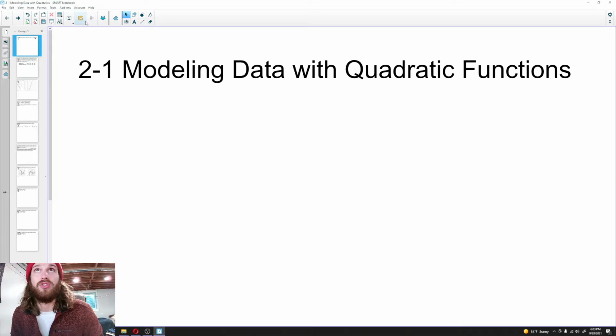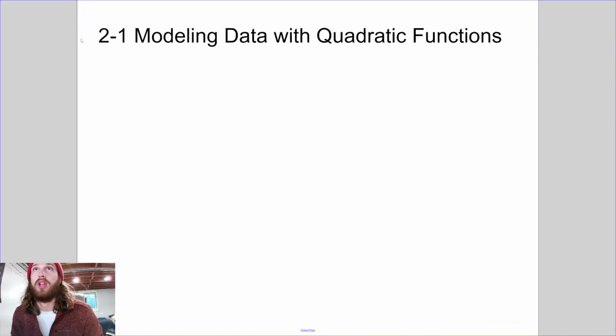Let's get started talking about modeling data with quadratic functions. So this is kind of mistitled. I would call this more an introduction to quadratics and some of their features and their parts. We're just getting used to doing some quadratic math. It's going to be a good time.